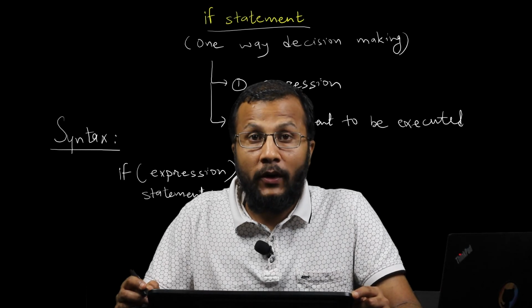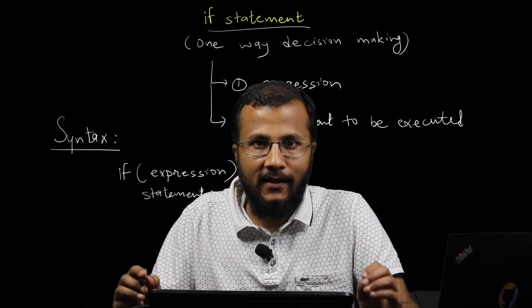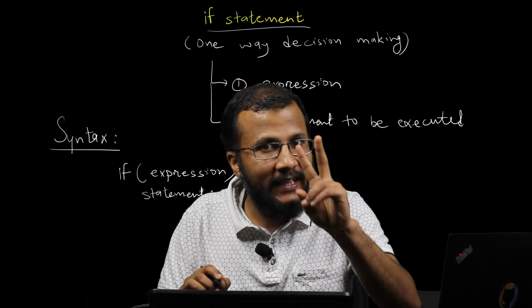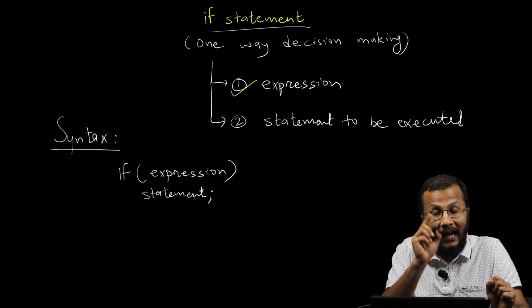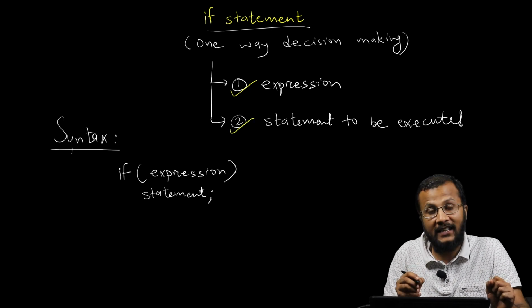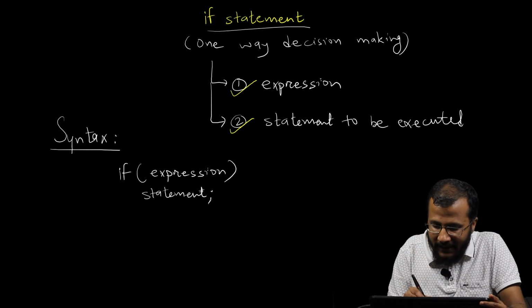In this lecture, we are going to learn about the if statement that is used for one-way decision making. Now, in any decision making statements, there are two things that we need to take care of. The first one is the expression or the condition that will help us to take the decision. And the second one is the statement that is to be executed if the condition is true. So first of all, let's talk about the expression.